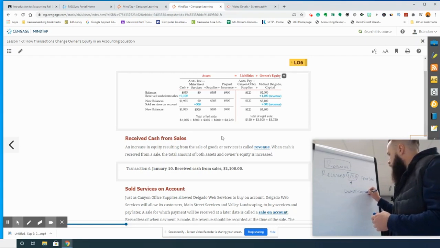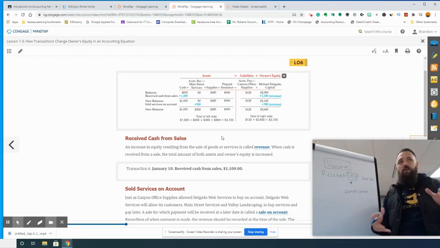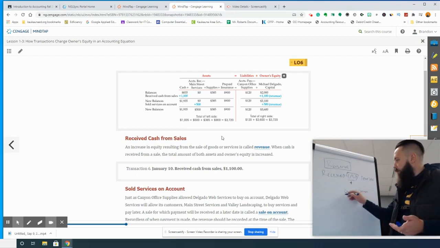And remember, this owner's capital account is showing us the stake in the business that the owner has. So it's the claim to those assets after all the liabilities are paid off. So wouldn't it make sense that if a company's being more successful, they're making more sales, that the owner's capital would actually go up, right?